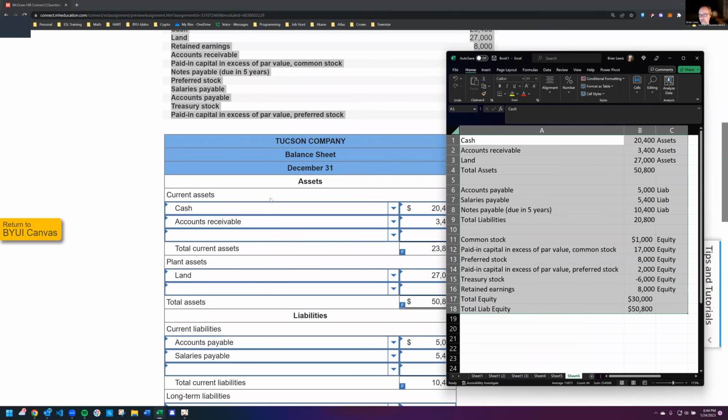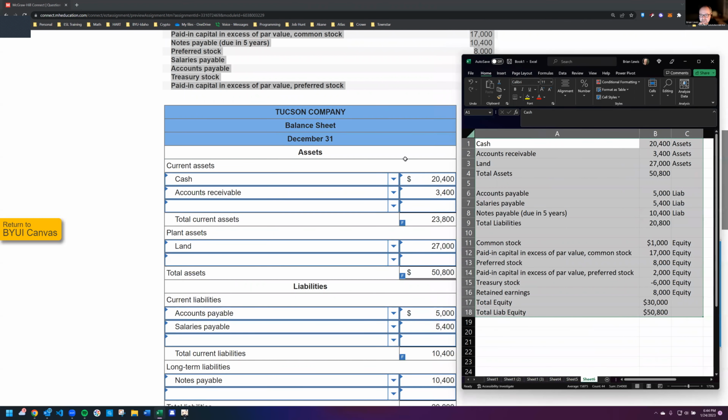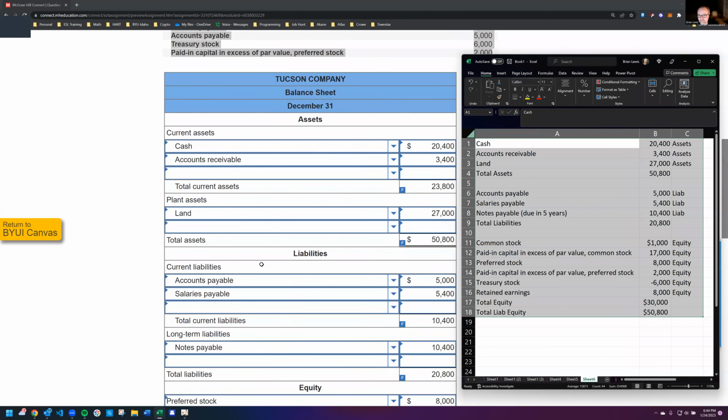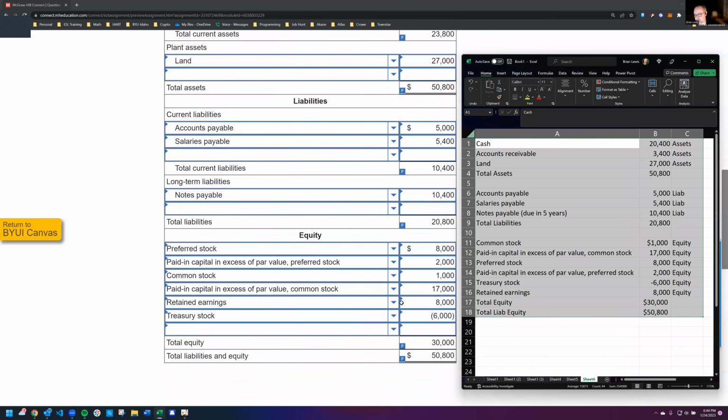All right, so you got cash. Then it tallies up your current assets, right? You just have to select this so you have your cash and accounts receivable. Those are your current assets. Your long-term assets is your land, for a total of 5,800. Accounts payable and salaries, that's good. And then your long-term liabilities, for a total liabilities of 28, so I'm still good there.